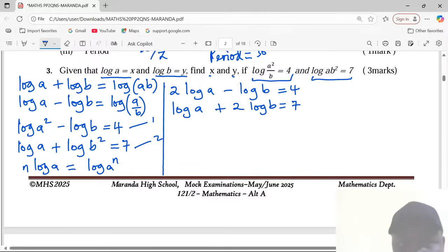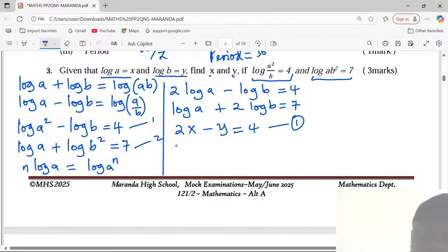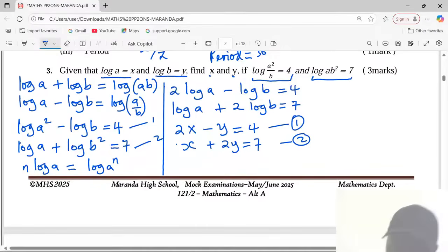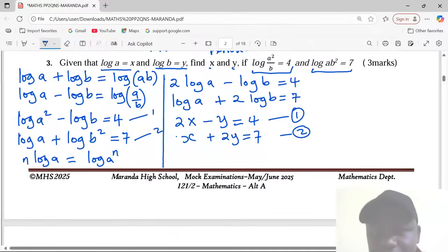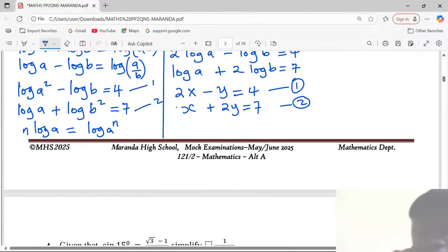But remember, logarithm of A is x, logarithm of B is y. Therefore, this is 2x minus y equals 4, equation 1. Then x plus 2y equals 7 according to equation 2. So with this now we can solve simultaneously. Look at equation 2.